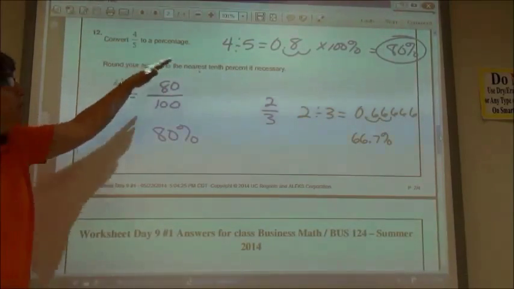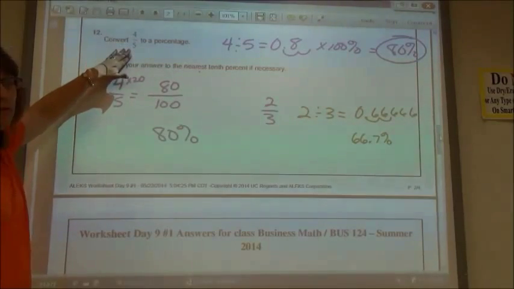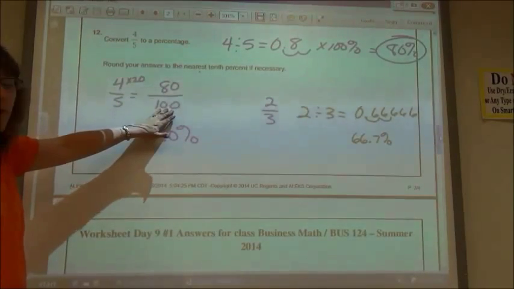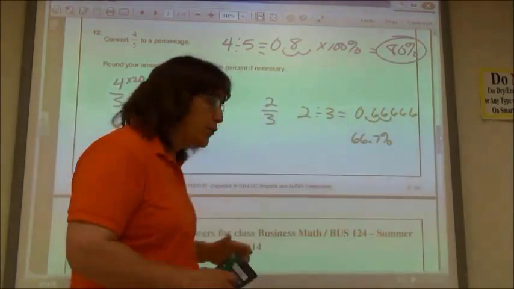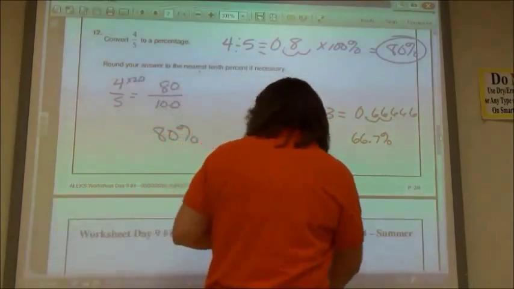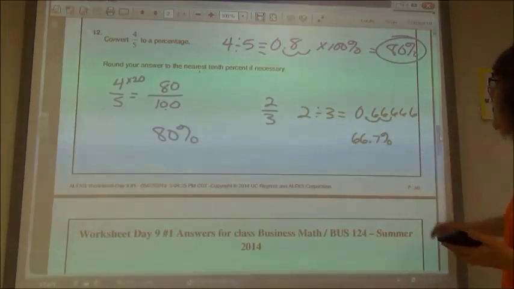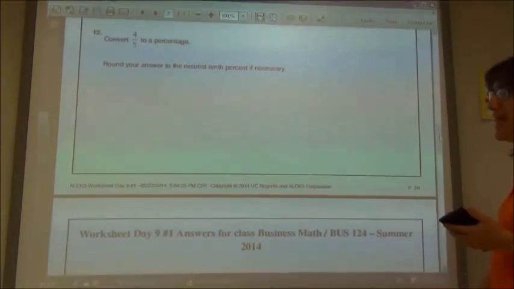So, 2 options for changing a fraction to a percent. Either make the equivalent fraction over 100 or divide it out and then change your decimal to a percent. So, that's the end of that first worksheet, day 9, or at least the first worksheet in the decimal section.